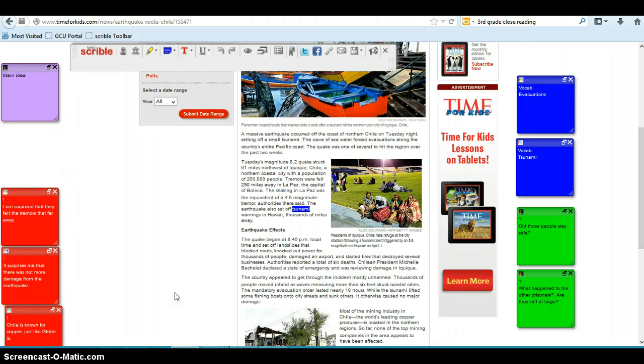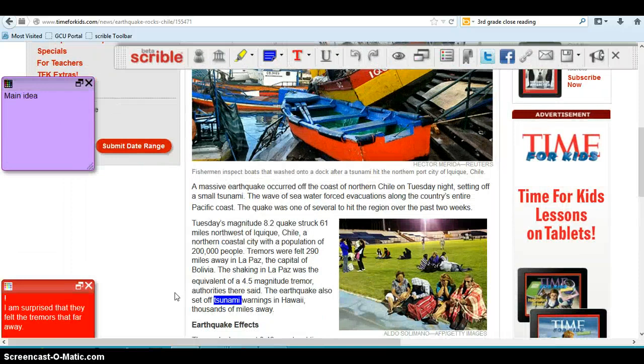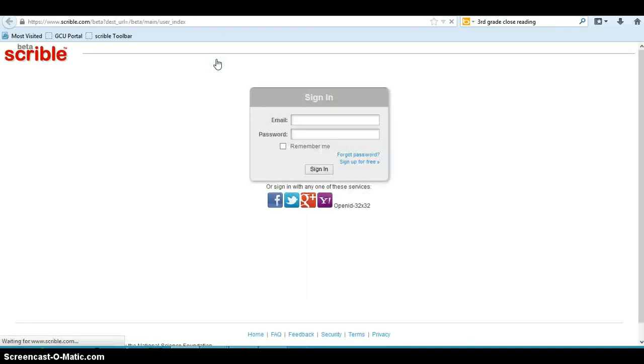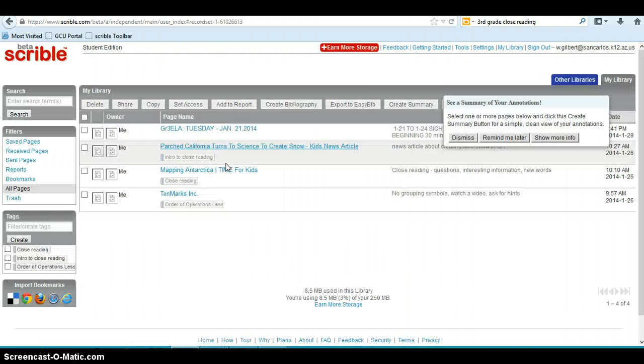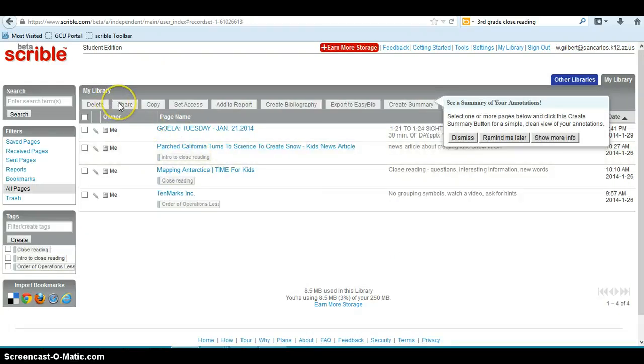Okay, now that we've completed our annotations, I have at least 8 annotations. I've met the requirement. Now that I've completed my 8 annotations, I'm ready to save this in my library and share it with the class. Okay, I will see all of you in the forum.